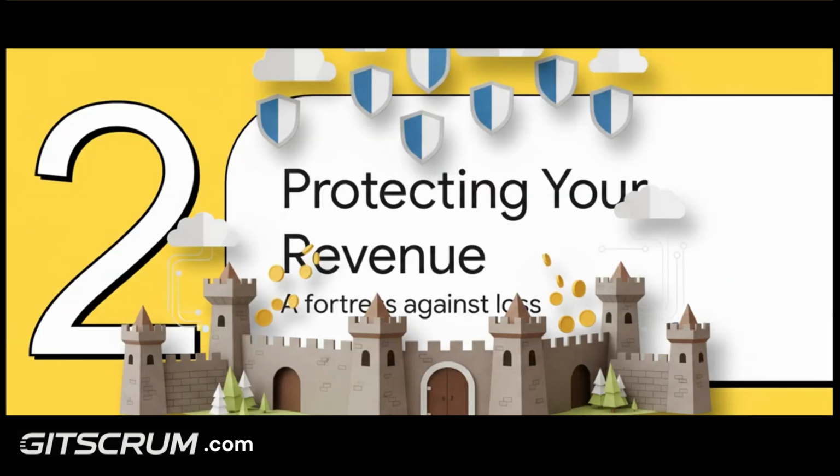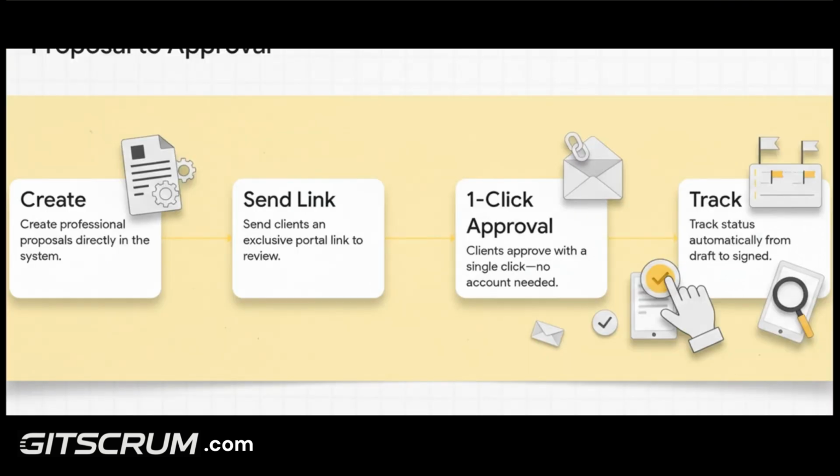But let's see how this goes even deeper, because this isn't just about tracking the money. It's about protecting it from the very beginning. We at GetScrum built Client Flow to be your fortress against loss, starting before the first line of work is even done. It all kicks off with proposals. You create professional, detailed proposals right in the system. Then you send your client a simple link to their own private portal. They review it and approve with a single click. No PDFs, no lost emails, and best of all, they don't even have to create an account. And the system logs every single step from draft to acceptance.